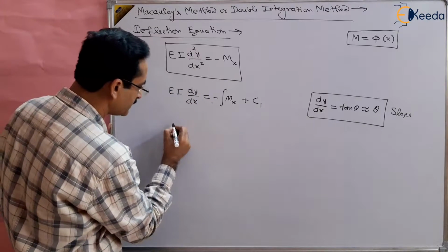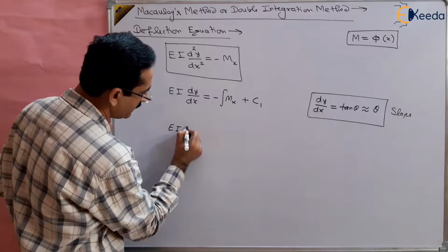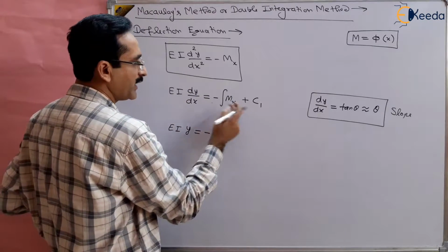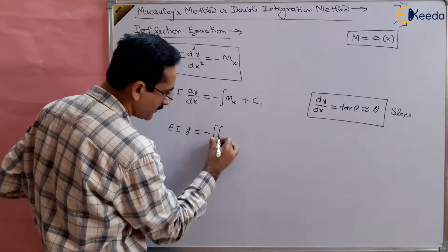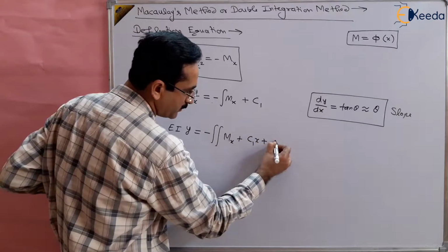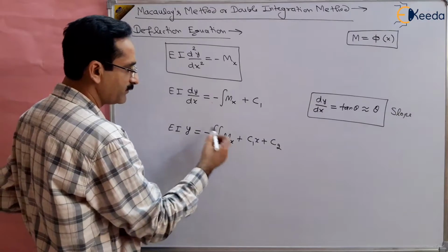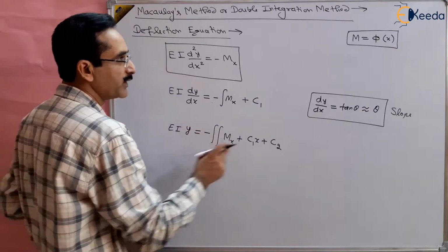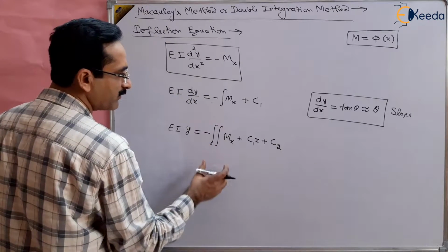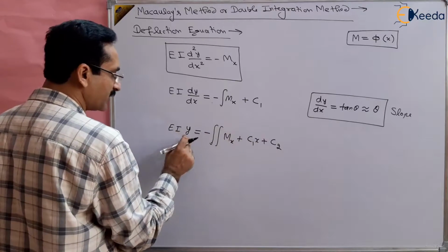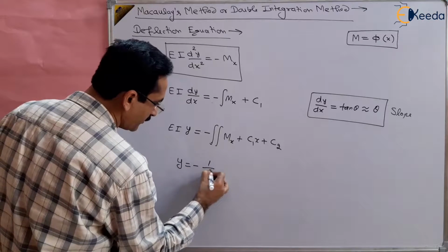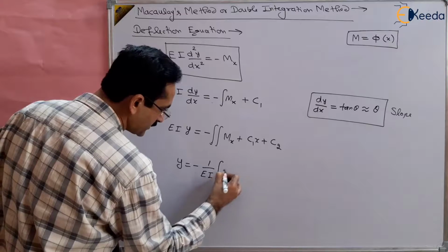If we integrate again we will get EI y, integrating dy by dx, equal to minus the integration of the M x term again, plus the integration of c1 and plus some another constant. So this will give the deflection, the value of y, right? We are assuming that M is a variable and a function of x. So integrating twice the bending moment will give us the deflection, right?